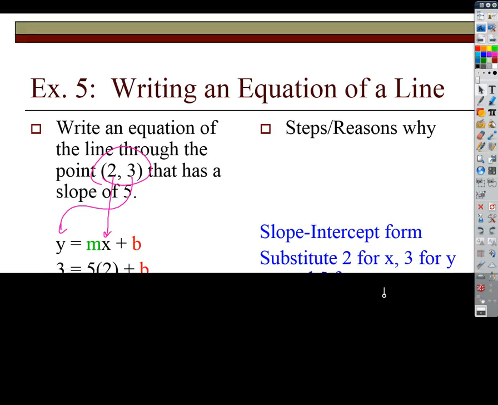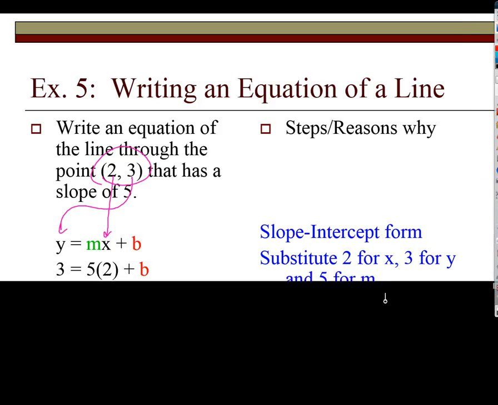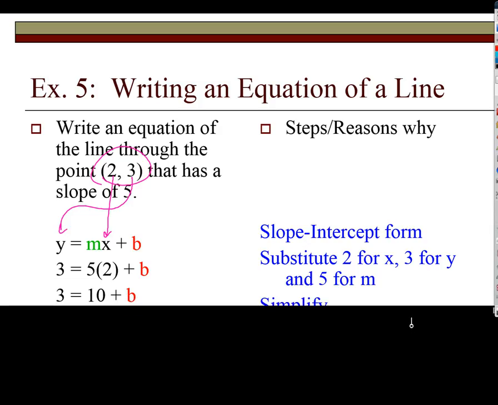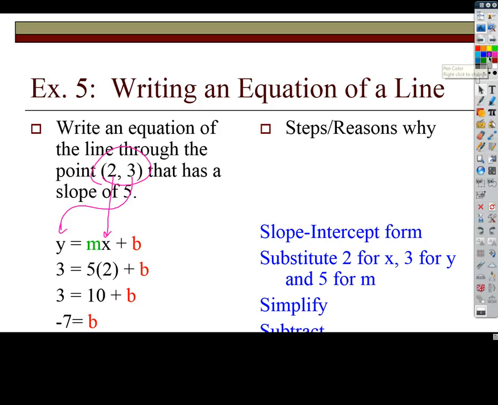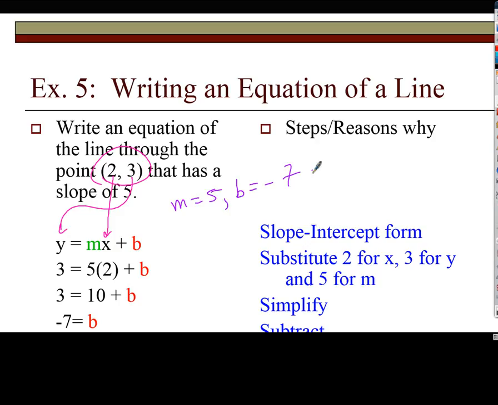So if we plug in the stuff that we know, 3 goes in for y, 5 goes in for m, 2 goes in for x, we just end up with 3 equals 10 plus b. There's really only one simple step to solve for b: subtract 10, right? If I subtract 10 from both sides, I get b equals -7. And so those are the two ingredients right there. Slope is 5. M equals 5 and B equals -7. So all I do then is write the equation in slope-intercept form, adding those numbers, and we're done.